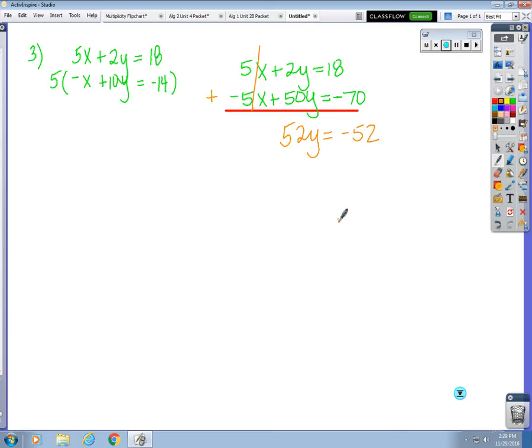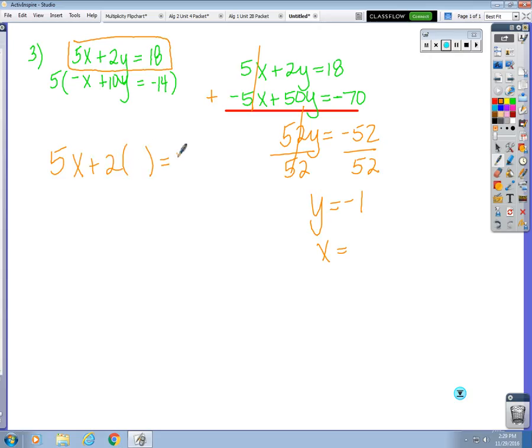Now what do we do to both sides? Divide by 52. Which gives you y equals negative 1, and now how can we find the x value? Okay, which equation would y'all like to plug it into? Okay, this one. So 5x plus 2y equals 18, but instead of y, I know what y is, so I'm just going to plug it in.